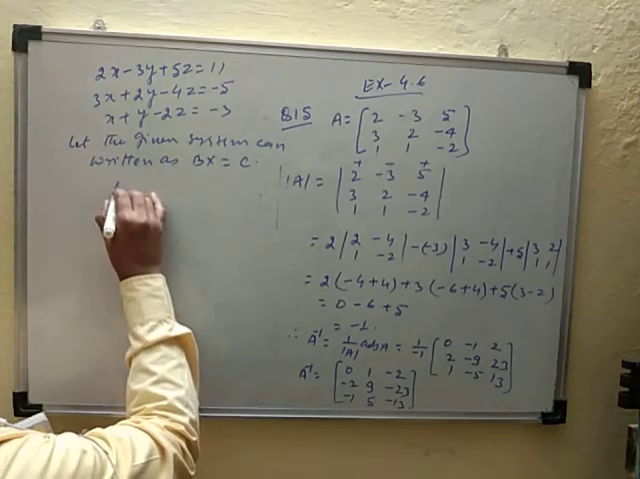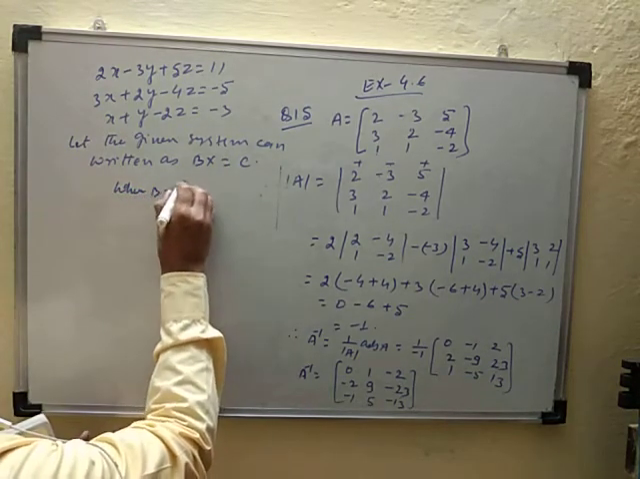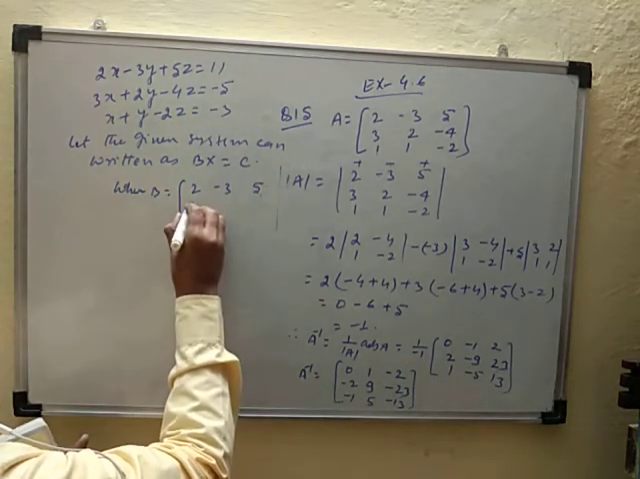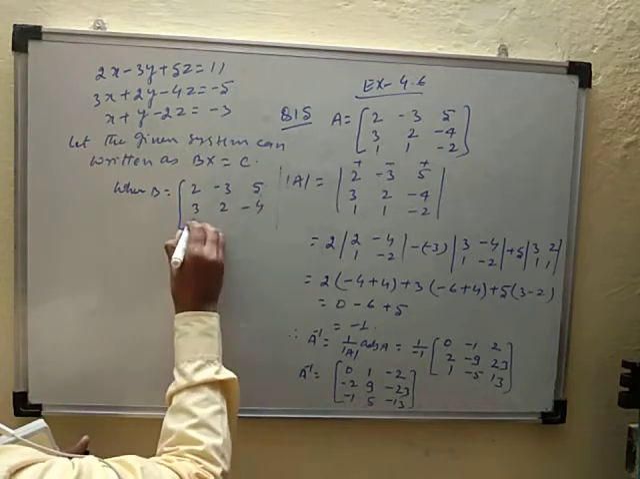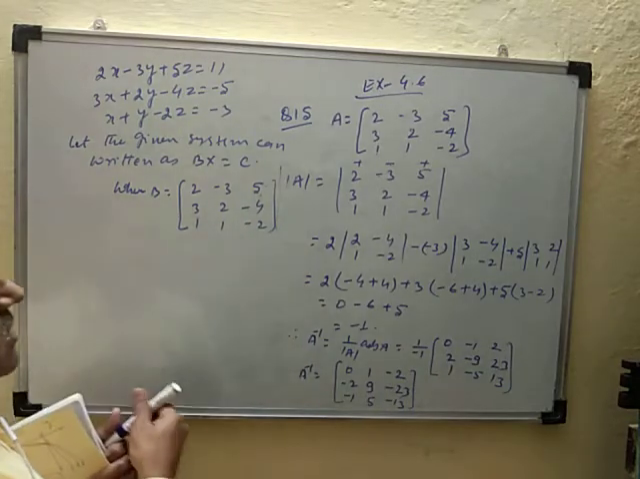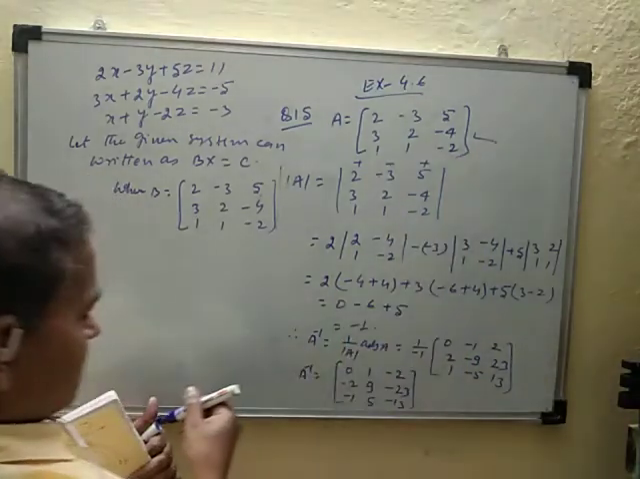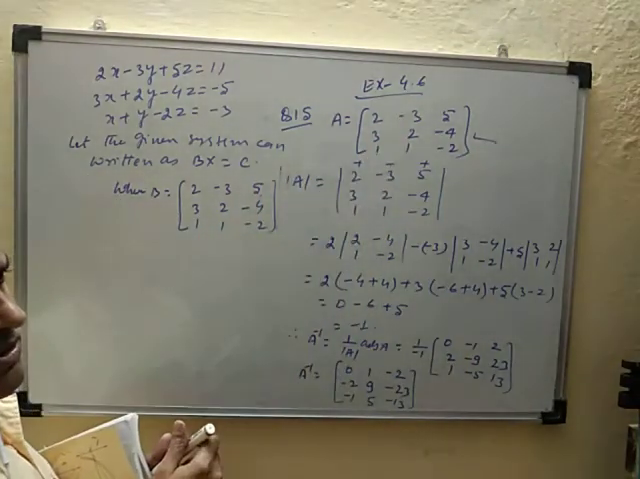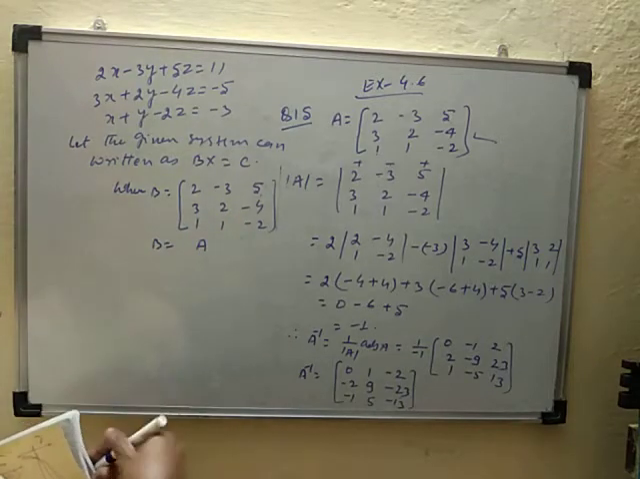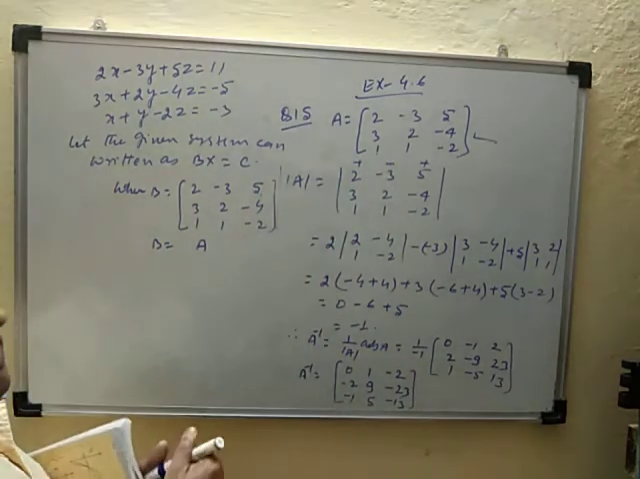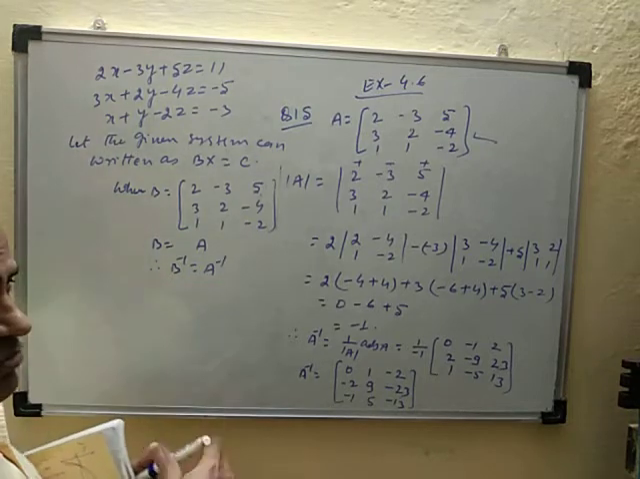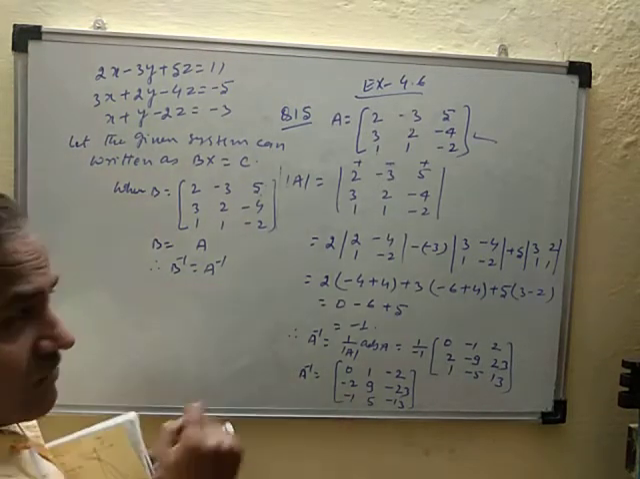What is B? B is the matrix 2, -3, 5, 3, 2, -4, 1, 1, -2. This is the same as matrix A. Both are the same matrix, so this matrix is equal to A. A is given, and both are the same. Therefore B inverse is equal to A inverse. A inverse is already found.